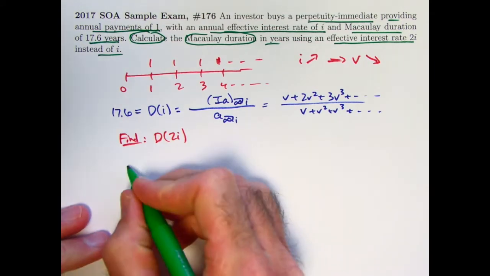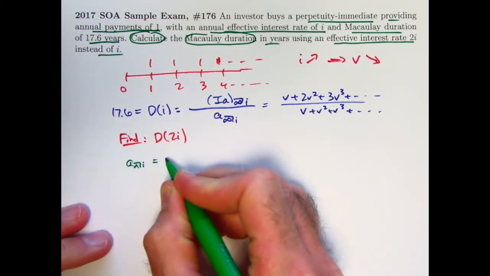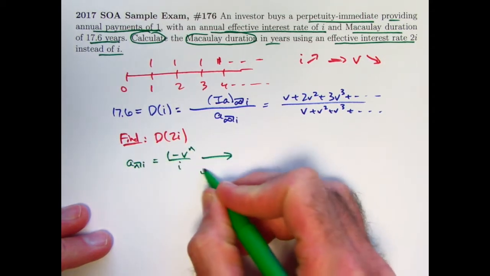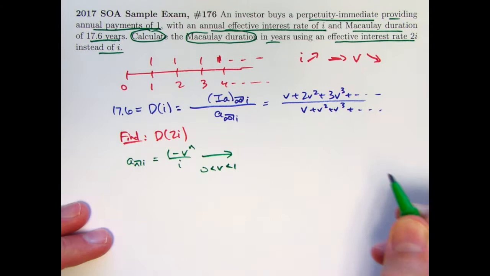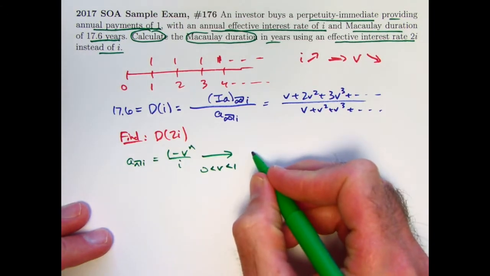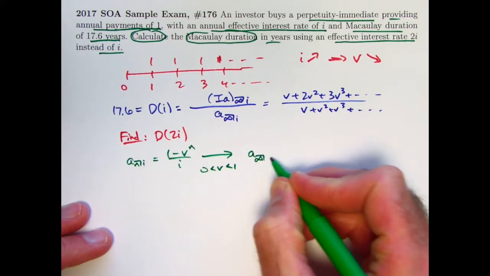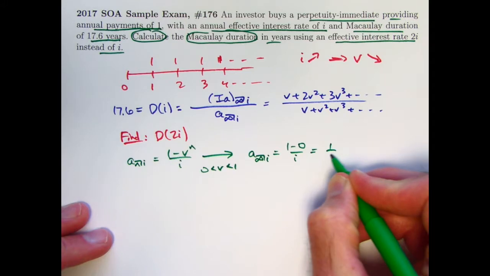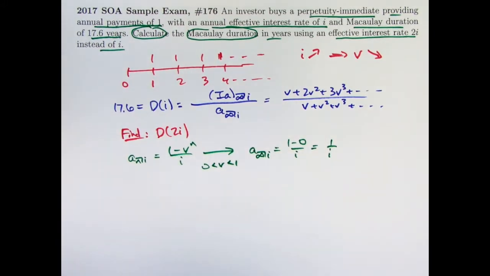Now we know that a_n has formula (1 minus v^n) over i. And since v is between 0 and 1, that's going to mean v^n goes to 0 as n goes to infinity. That means a_infinity is (1 minus 0) over i, or just 1 over i. Okay, maybe you had that memorized. That's probably good if you did, but that's a quick review of how to derive it.